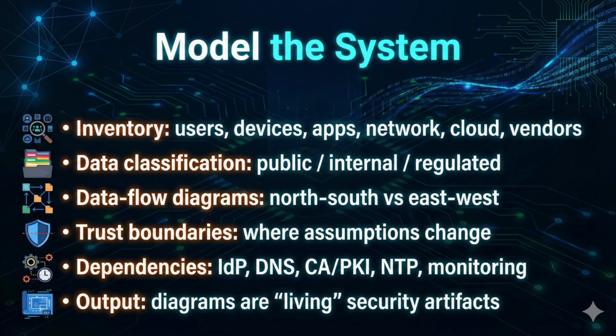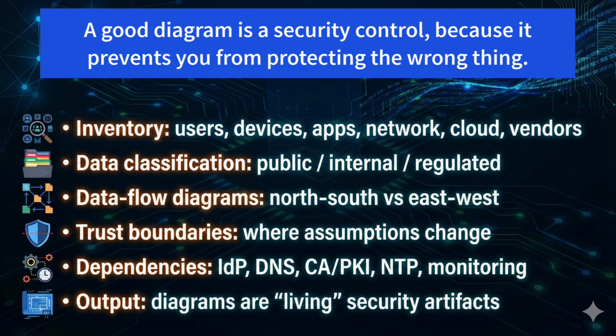Finally, list dependencies and assumptions: your identity provider, DNS, certificate authority, time synchronization, and management tools. These shared services are often the real single points of failure. If you leave this slide with one takeaway, it's this. A good diagram is a security control because it prevents you from protecting the wrong thing.